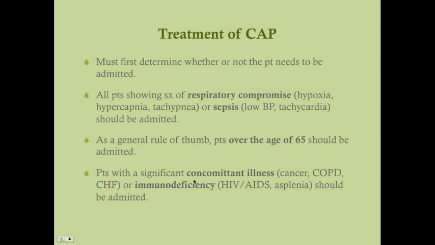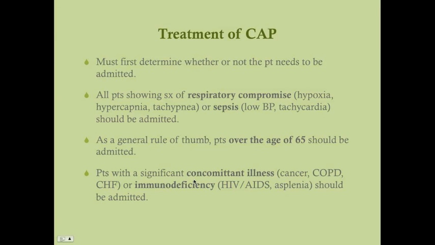So a patient with hypoxia, hypercapnia, or tachypnea, these are all patients that should be admitted. Patients that are showing signs of sepsis, so if they've got hemodynamic instability, low blood pressure, tachycardia, they should be admitted as well. As a general rule of thumb, we're going to admit any patient over the age of 65. And patients with significant concomitant illnesses, such as cancer or COPD or congestive heart failure, or patients with immunodeficiencies, such as HIV, AIDS, or asplenia, or if they're on steroids for one reason or another, they should also be admitted. Later on, I'm going to show you, you don't have to watch it, it's the CURB-65 score.